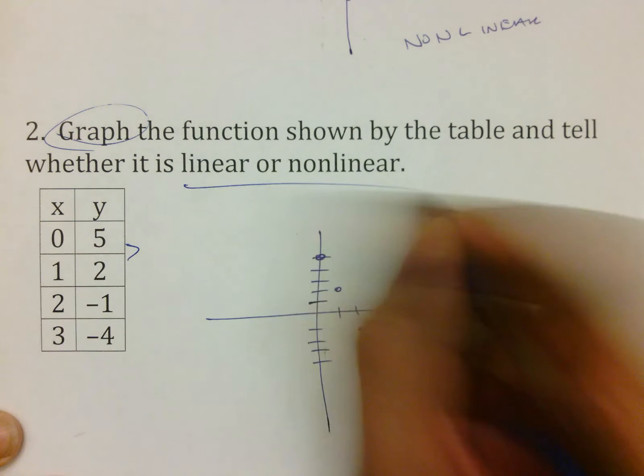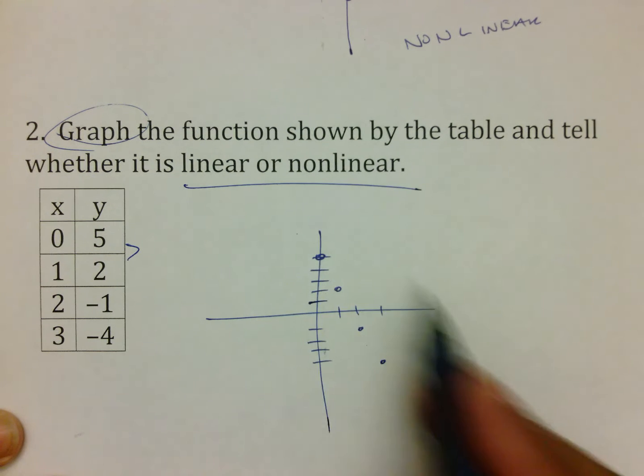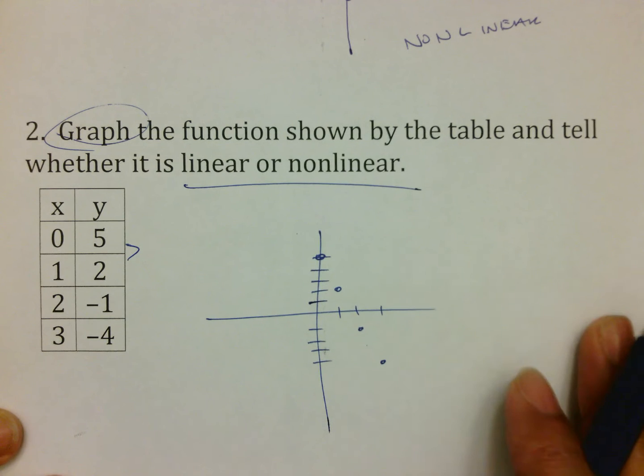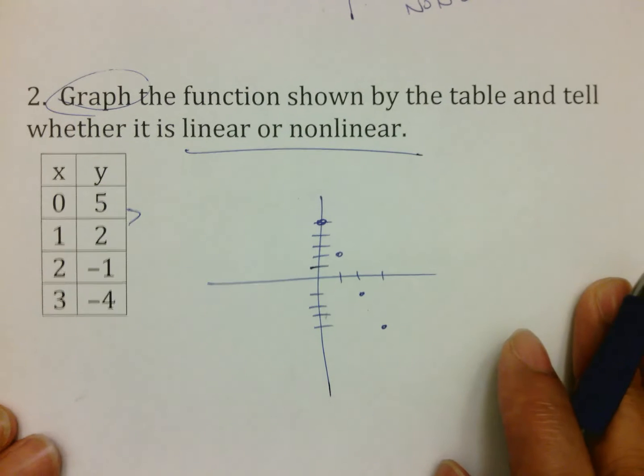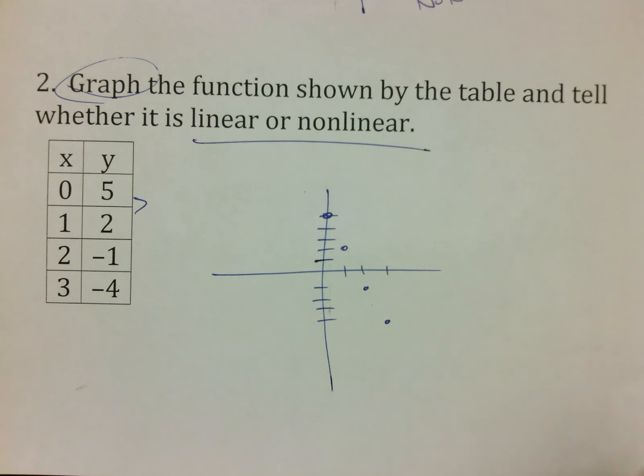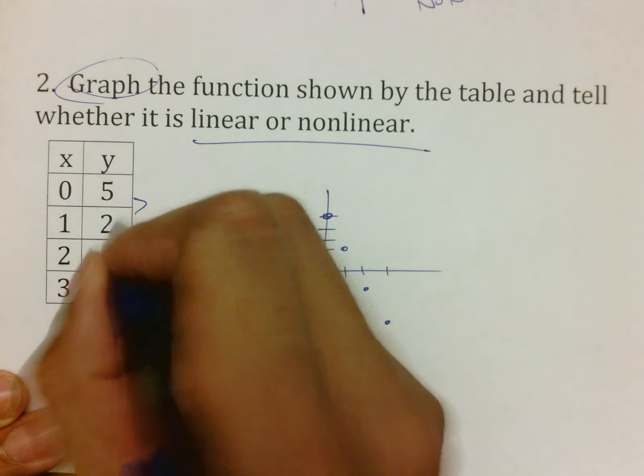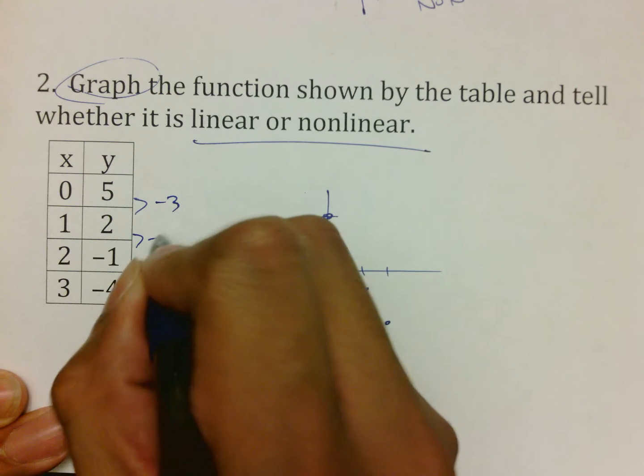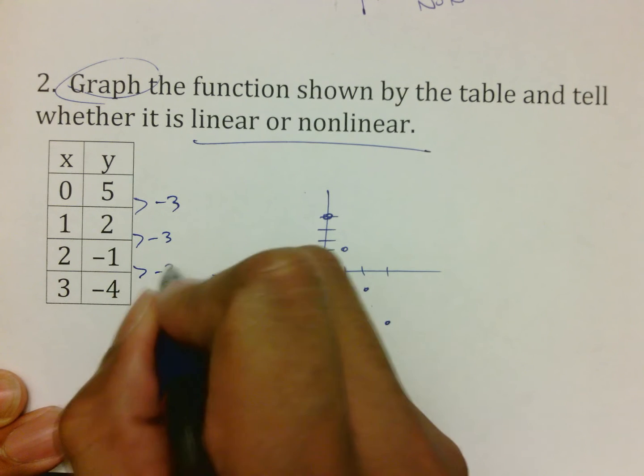And then again, linear versus nonlinear, I don't want to get it from the graph. This is a test you're talking about. So again, assume that the person who made the test has a trick up their sleeve and do the thing the right way. 5 to 2 is down 3. 2 to -1 is down 3. -1 to -4 is down 3.